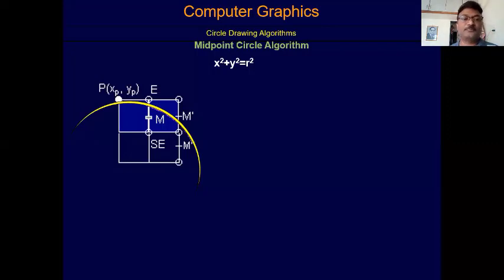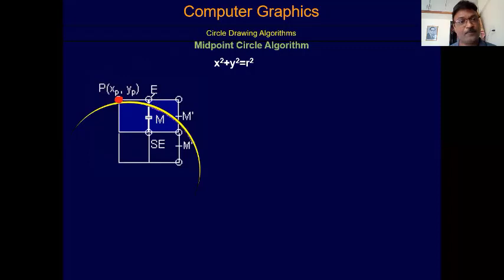Now, let's see how you can use the midpoint circle drawing algorithm here. See, I have put one figure over here. The figure shows the point xp, yp. So what is this point xp, yp? This xp, yp point is my first starting point. Consider that this point is on the circle. So that's why it is marked in red color on the circle.